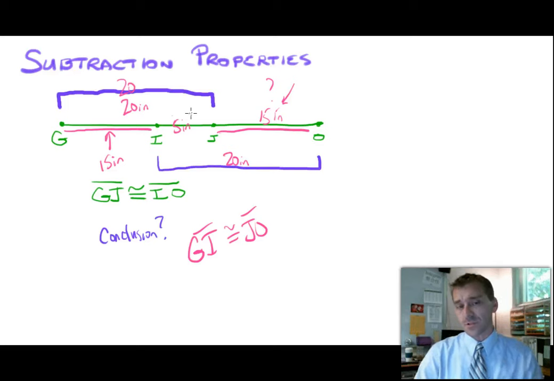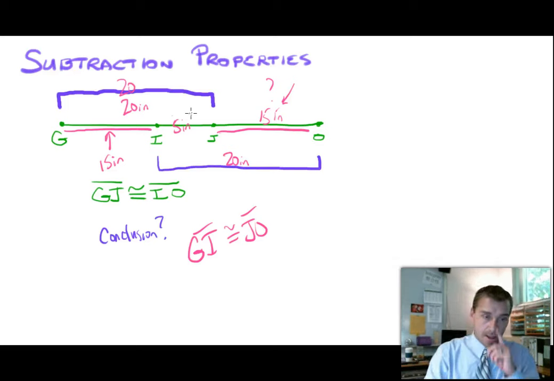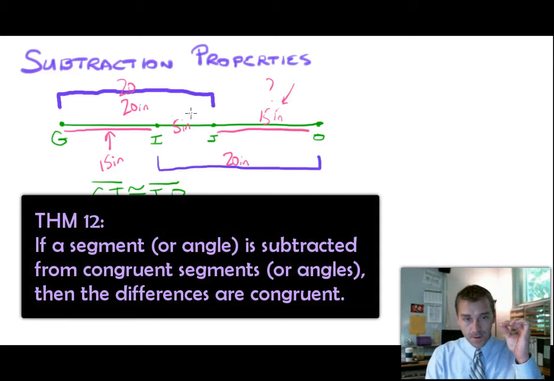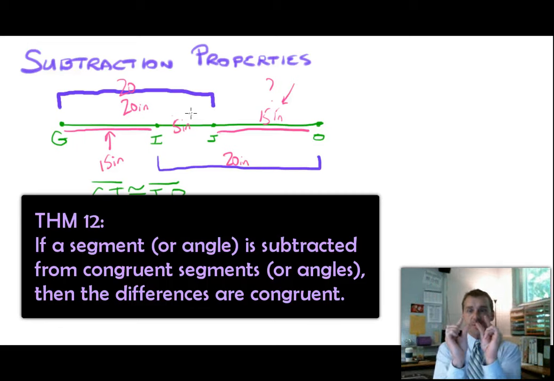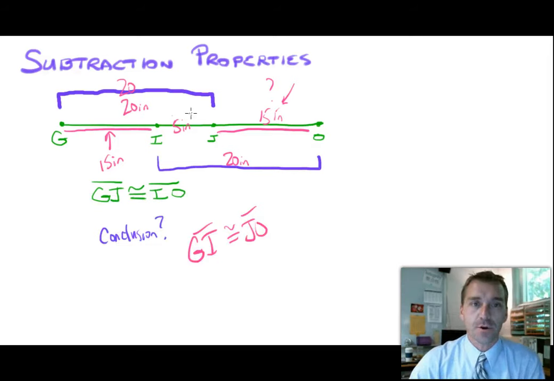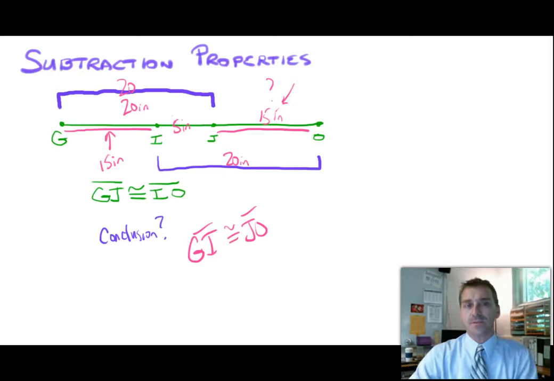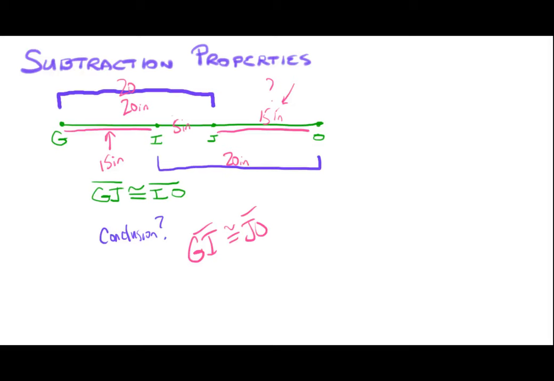And then the other one's the angle. So you can see how it's written. It says, again, if an angle is subtracted from two congruent angles, then the differences, meaning the smaller little angles, will be congruent. Okay? Awesome. So there's really your next theorem with subtraction properties that encompasses either segments or angles.